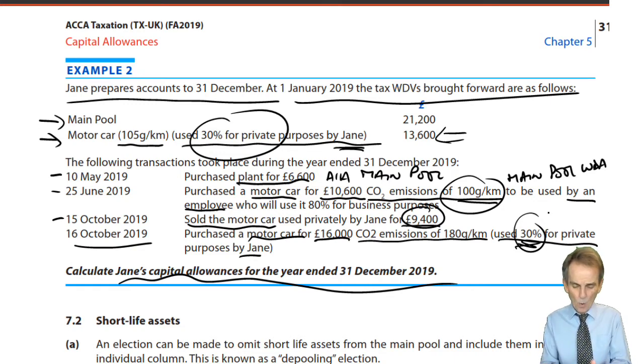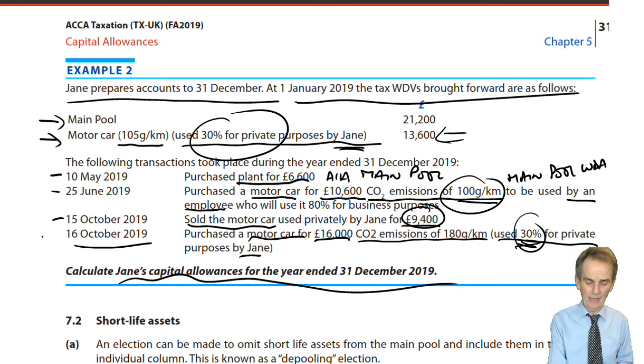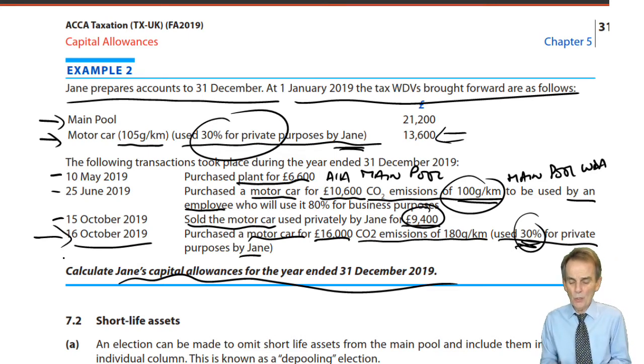So what do we do? We know that we start with setting out what columns we need and bringing forward any opening tax written down values. We know that we're going to have the main pool and the non-pool asset that we owned at the beginning of the period, the original car, 105 grams per kilometre, with their own separate columns. We also know that here we have bought a new such car with private use by the proprietor, so we need a separate column for it. We also need the allowances column.